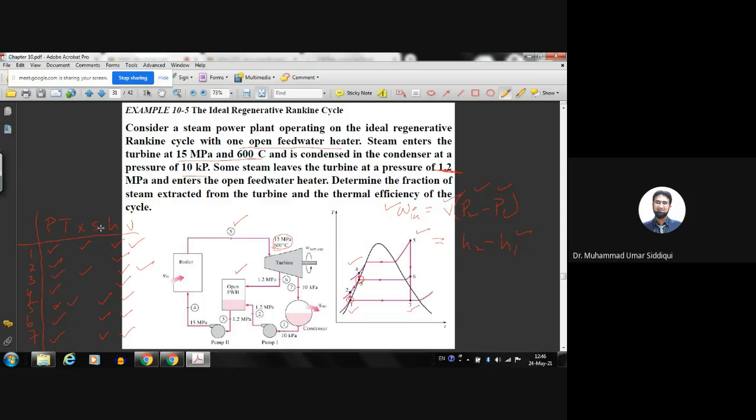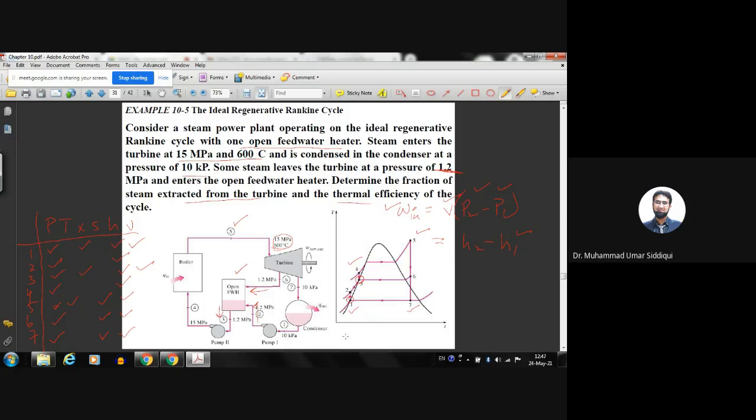Now, what we need to do is we need to find the fraction of the steam extracted from the turbine and the thermal efficiency. For finding the fraction, what we can do is we can apply the energy balance at the open feed water heater. Okay, so we have this open feed water heater. So there are two fluids going in. So this is from state point 6 going in, and this is from state point 2 going in. Okay, and one going out. Okay, so total energy going in will be the same as the total energy going out.